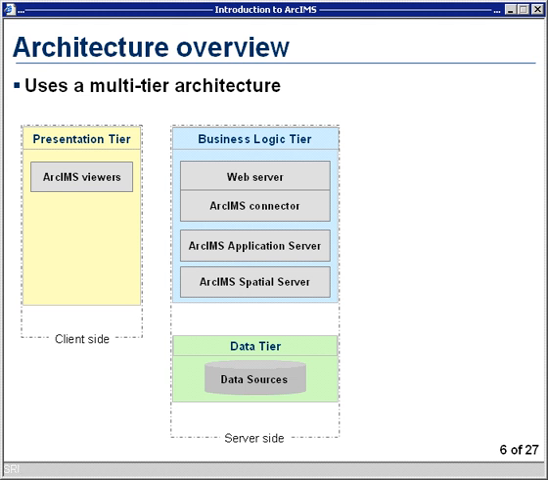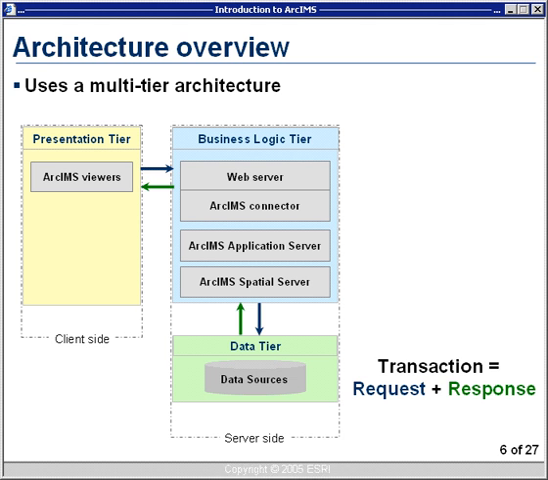Third, we have the data tier, which includes all data sources available for use with ArcIMS. These data sources can be both database and file-based sources. Remembering back to our conversation about transactions, the request is initiated on the client side at the presentation tier. It passes through the business logic tier, which accesses the data tier. The response is generated by the spatial server and sent back to the client once again.